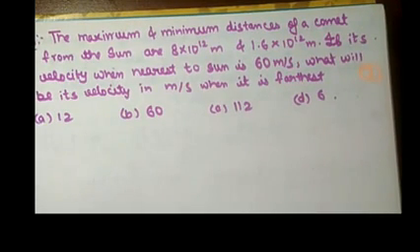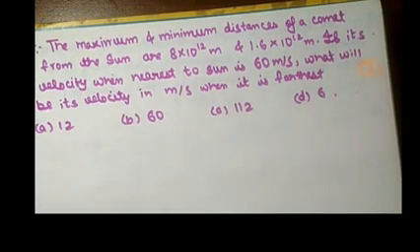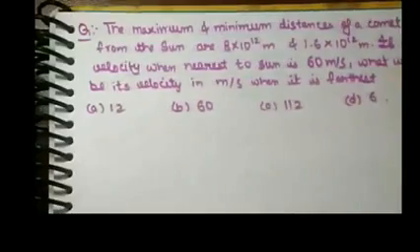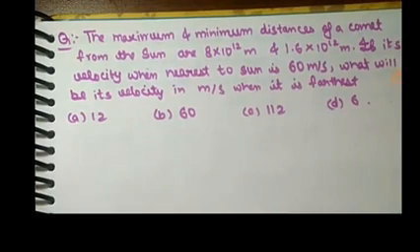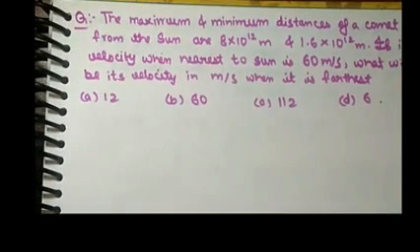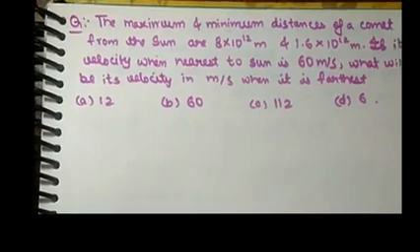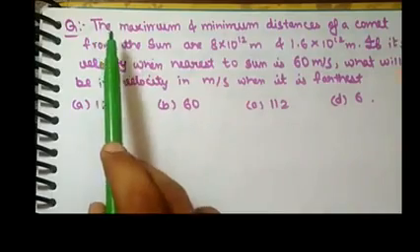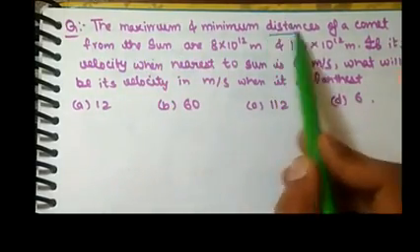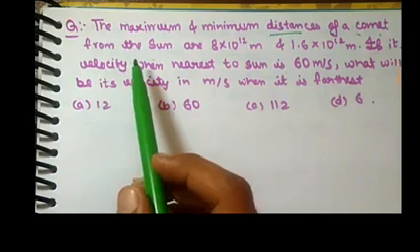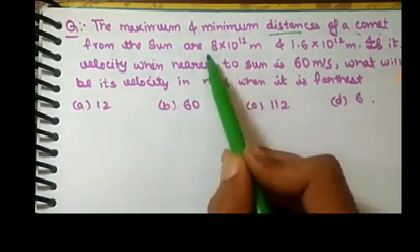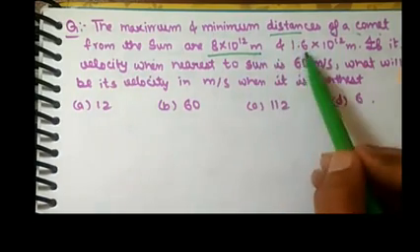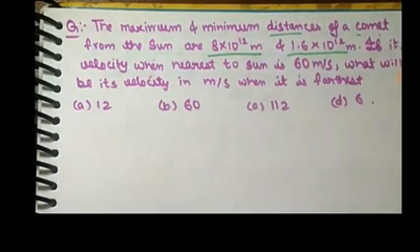Now we are going to solve some other questions which are based on the second law of Kepler. So if we remind the box that we did, we've made certain conclusions. So we are going to use those conclusions for doing these questions. So before that, let's read the question. What is it saying? It's saying the maximum and the minimum distances of a comet from the sun are 8 into 10 raised to the power 12 meter and 1.6 into 10 raised to the power 12 meter respectively.